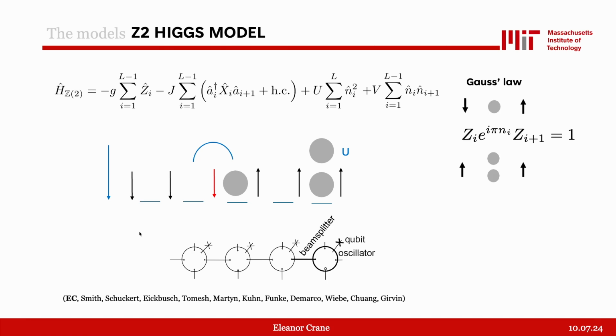There's Gauss law, which might not be super relevant for this talk, and very few people have looked into this bosonic Z2 model. There was a study on cold atoms where they went to two sites. So it's a challenging area because you have both a qubit and a bosonic degree of freedom.